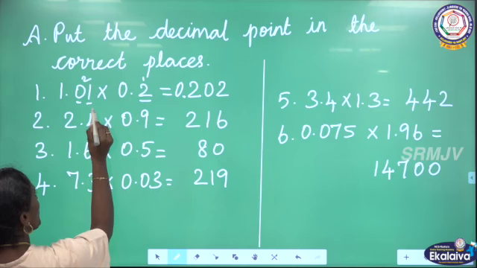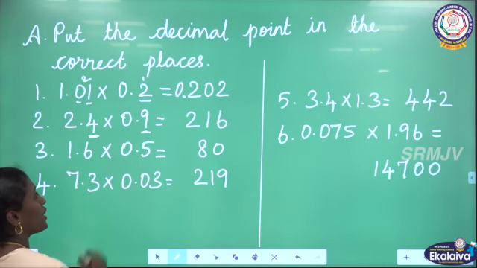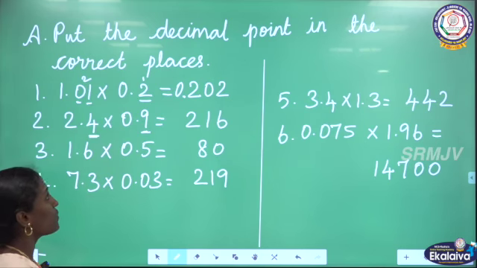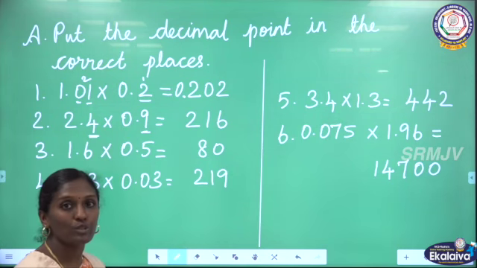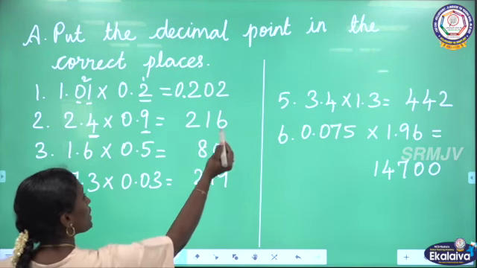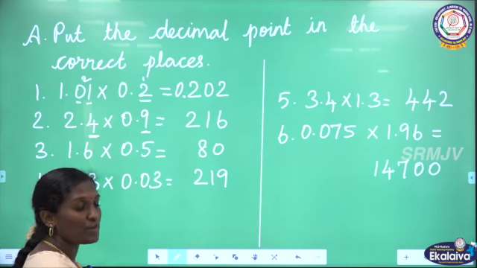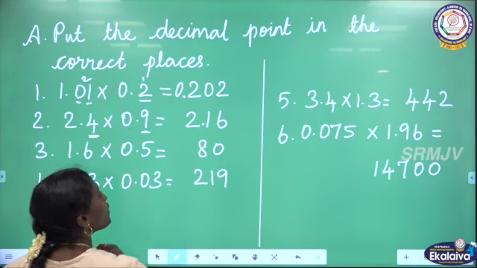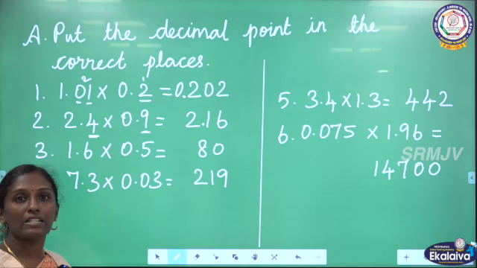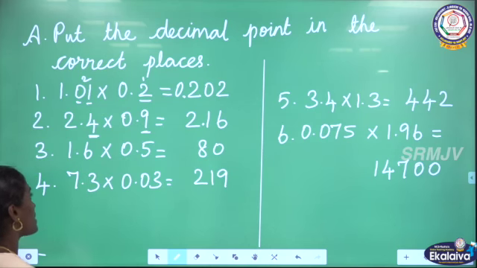Second one 2.4 into 0.9. Here 1 decimal point is there, here 1 decimal point. Totally 2 decimal places are there. So in answer also we need 2 decimal places. So from the last before 2 digits we have to keep the decimal point. So the answer is 2.16.